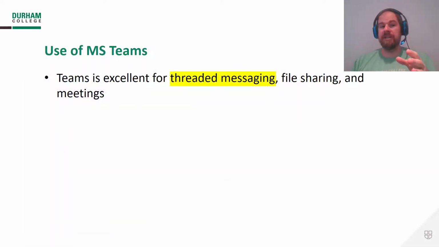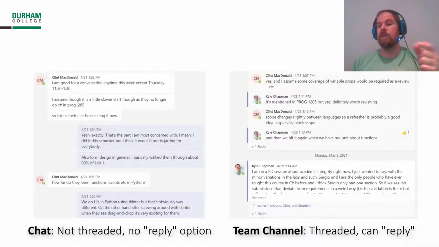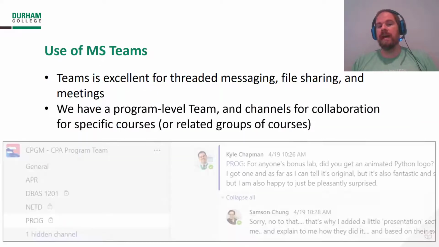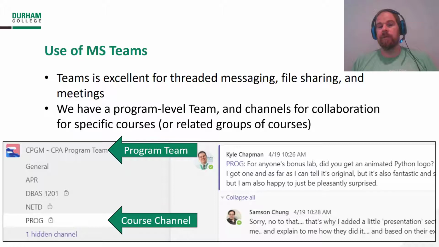Now, the threaded messaging that I'm talking about doesn't exist in one-to-one chat in Teams for whatever reason, only an actual team channel. If you're messaging with one other person, it may not be available to you. So what we have is a program-level team, which is also used for program team meetings and curriculum renewal. And within the program-level team, we have private channels for specific courses or course clusters.